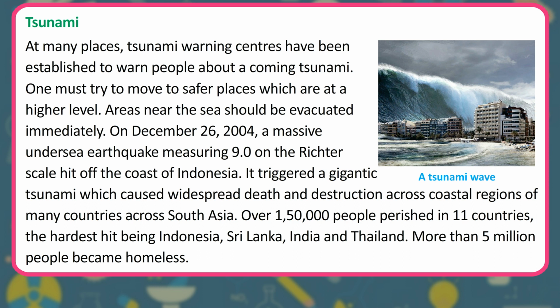On December 26, 2004, a massive undersea earthquake measuring 9.0 on the Richter scale hit off the coast of Indonesia. It triggered a gigantic tsunami which caused widespread death and destruction across coastal regions of many countries across South Asia. Over 150,000 people perished in 11 countries, the hardest hit being Indonesia, Sri Lanka, India and Thailand. More than 5 million people became homeless.